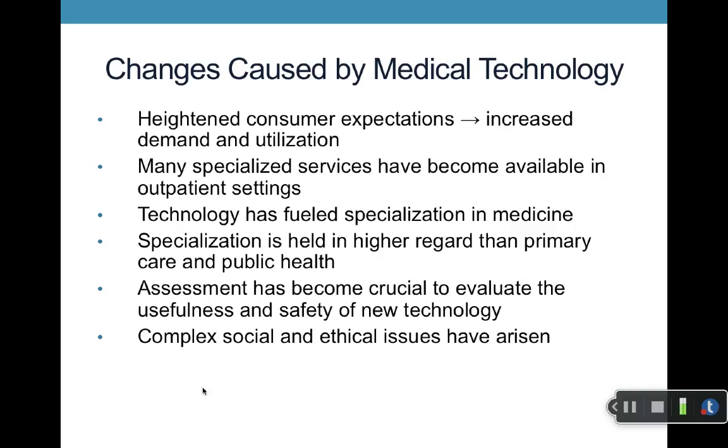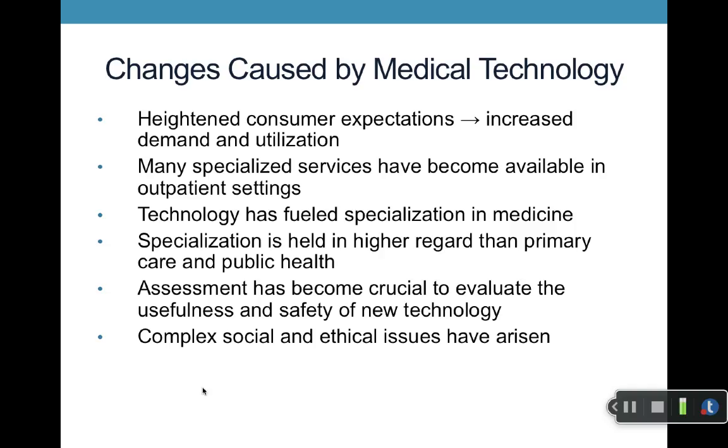The changes caused by medical technology really are very dramatic. It fueled the ability to have specializations in medicine, for us to have fields like radiology or interventional radiology, to have fields like pathology, to have oncology or cancer care. All of these innovations and specializations have been fueled by advances in medical technology.